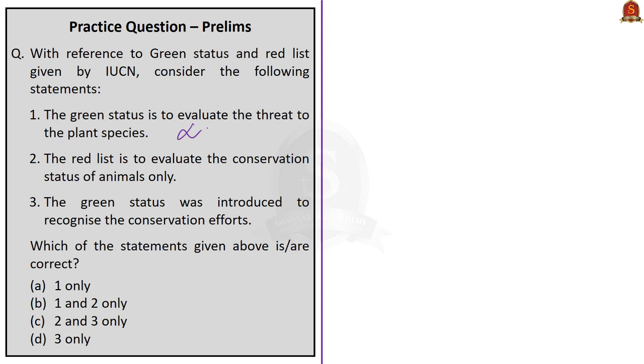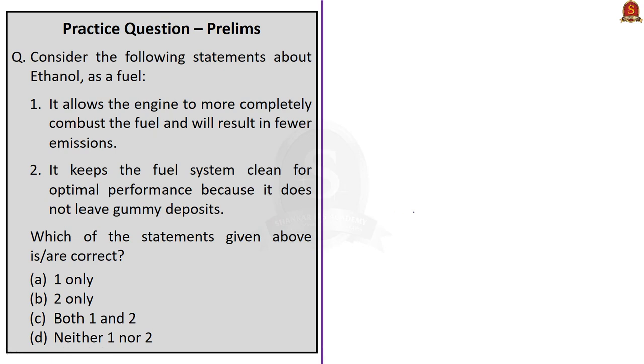Now coming to statement 2, this statement is also wrong because the red list has both plant and animal species. It does not evaluate the conservation status of animals only. So the second statement is wrong. Now moving on to the third statement. See, the third statement is correct because we saw in the discussion that the green status was introduced to recognize the conservation efforts. So the correct answer for this question is option D, 3 only. Now moving on to the next question.